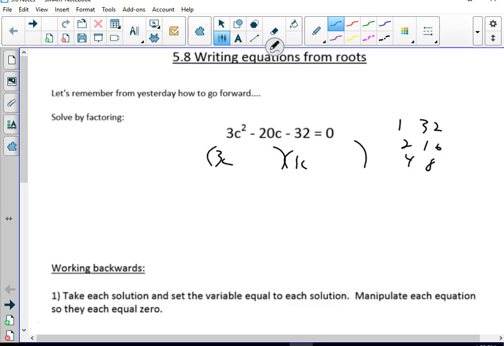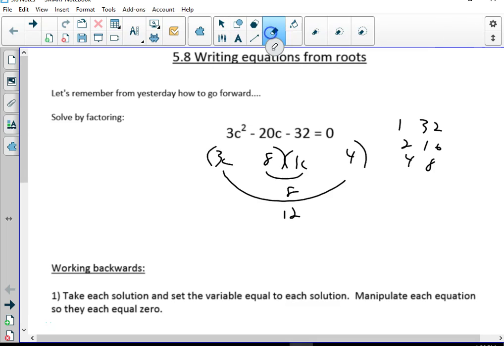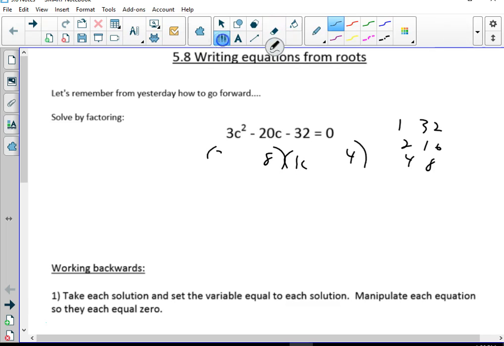Okay? So let's say I tried 8 and 4 like that. That's going to be 8. That's going to be 12. Those do not differ by 20. So that doesn't work. That's why it's called guess and check. It's not guess and move on.